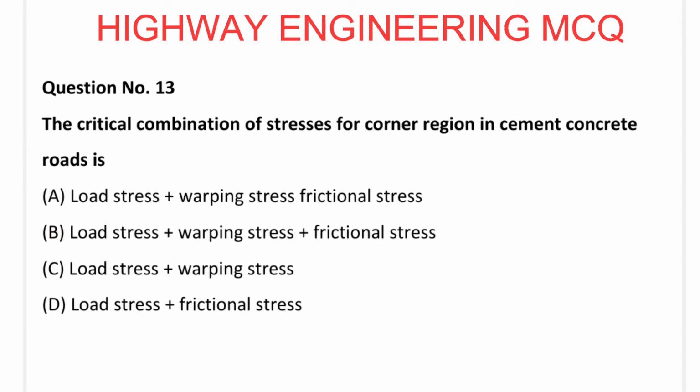So next question, the critical combination of stresses for corner region in concrete roads. Option A, load stress plus warping stress plus frictional stress. Option B, load stress plus warping stress plus frictional stress. Option C, load stress plus warping stress. Option D, load stress plus frictional stress. So the correct answer is C, load stress plus warping stress.